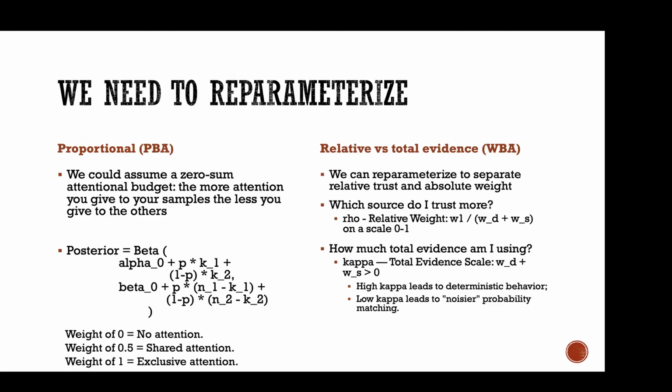These also tell us that a high kappa, so a high total amount of evidence, leads to deterministic behavior. We've seen that even with minimal cues, we would be very confident. And a low kappa leads to more probabilistic behavior.